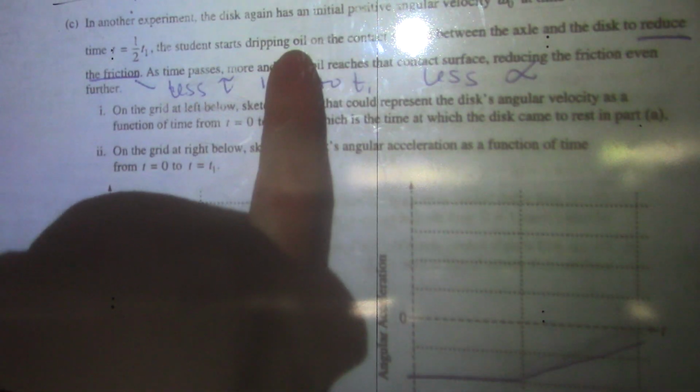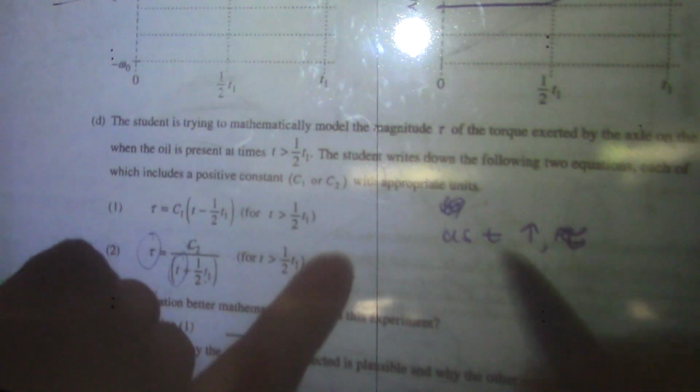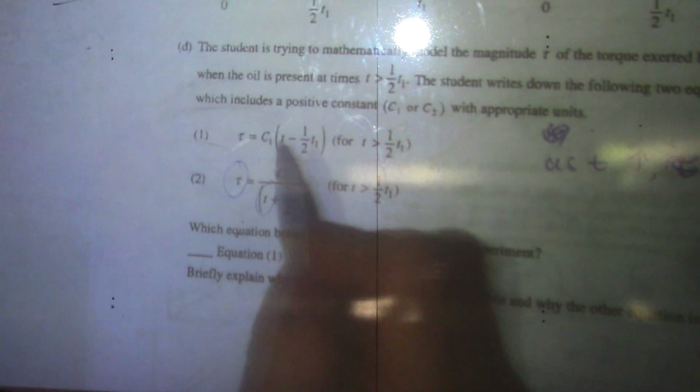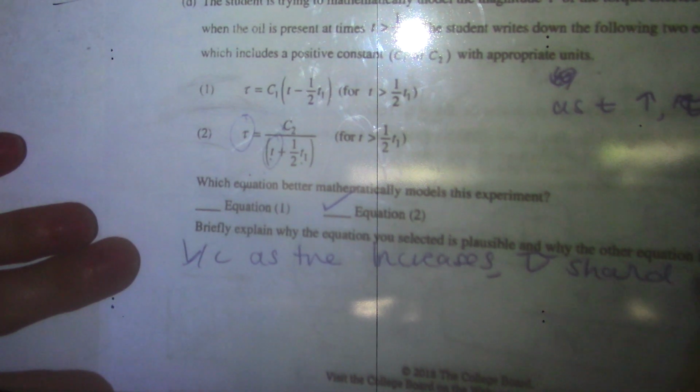As I spend more and more time, see how you're dripping more and more oil? This is reducing the torque, so less torque. As time increases, you should be getting less torque. So now I'm looking: if I multiply by this, yes, there is subtracting, but with time greater, that would be multiplying by bigger numbers. I want to divide. So 2, because as time increases, torque should decrease.